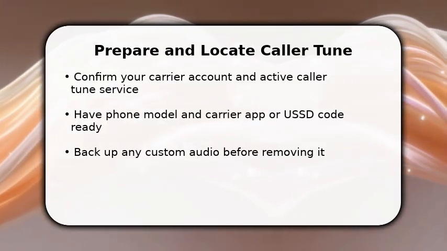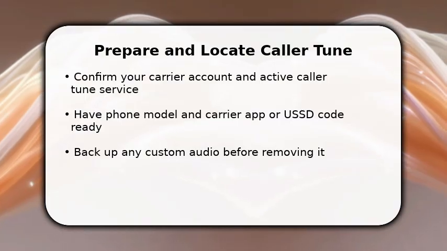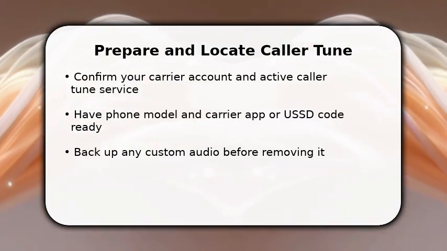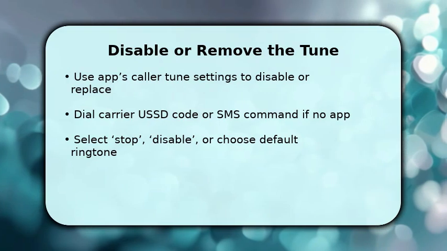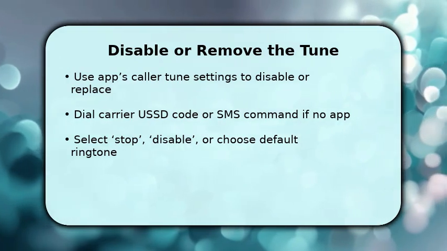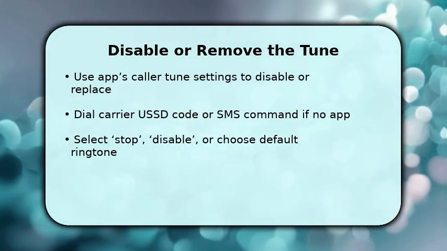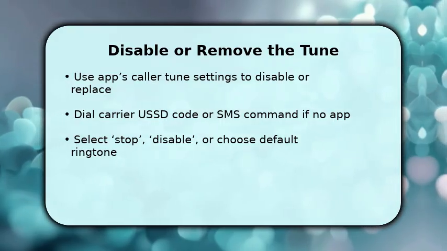Make sure you're on mobile data or Wi-Fi. Some changes require network access to update. Now you move into the control step. In the carrier app, find caller tune or ringback tone and choose stop or disable. This immediately unassigns the tone.